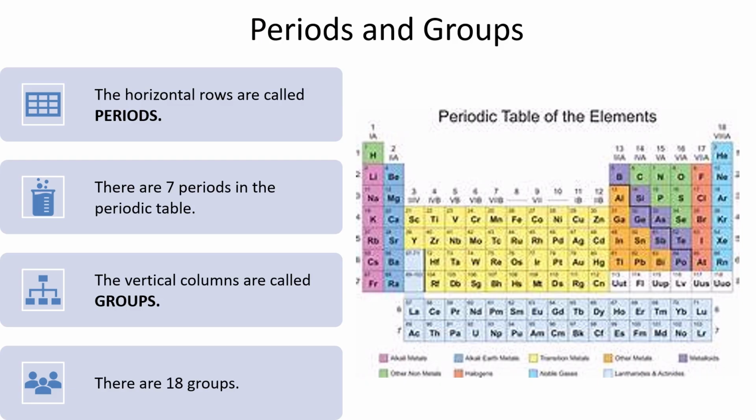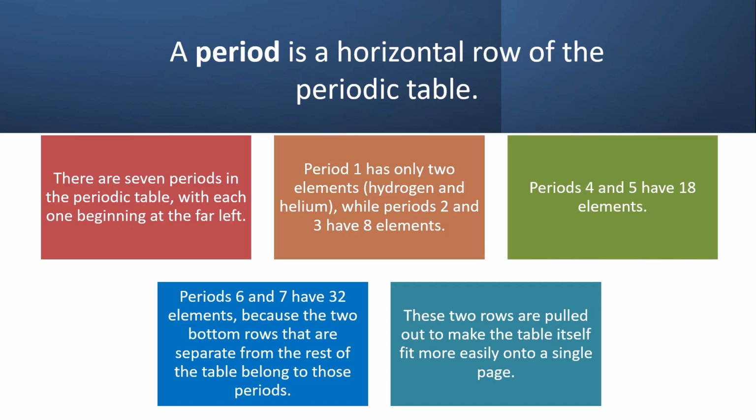Periods and groups. The horizontal rows are called periods. There are 7 periods in the periodic table. The vertical columns are called groups. There are 18 groups. A period is a horizontal row of the periodic table. There are 7 periods in the periodic table, with each one beginning at the far left. Period 1 has only 2 elements, hydrogen and helium, while periods 2 and 3 have 8 elements. Periods 4 and 5 have 18 elements.